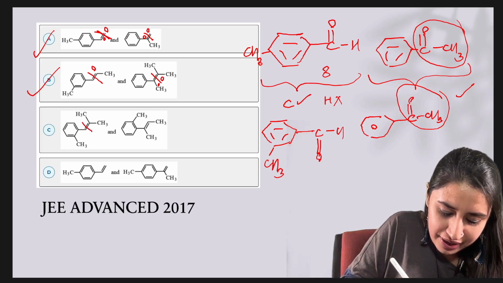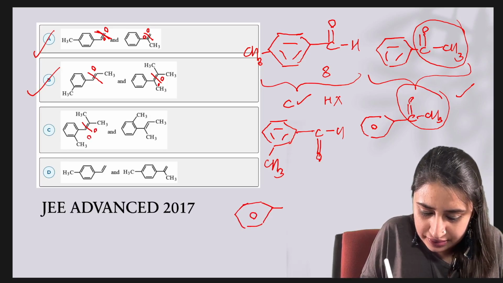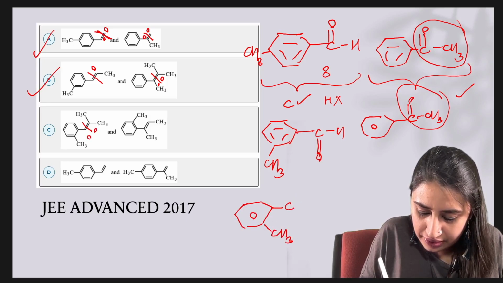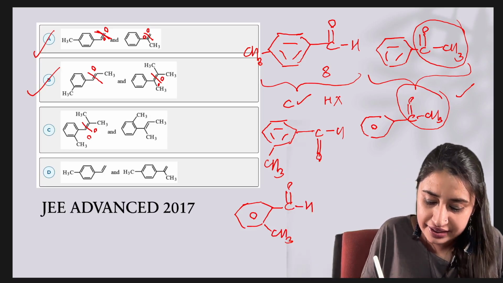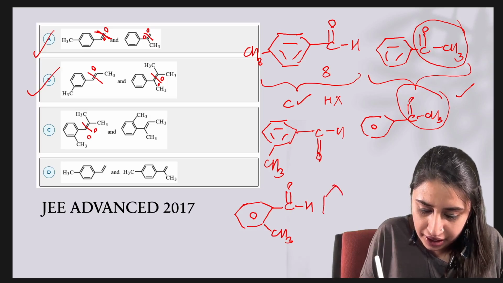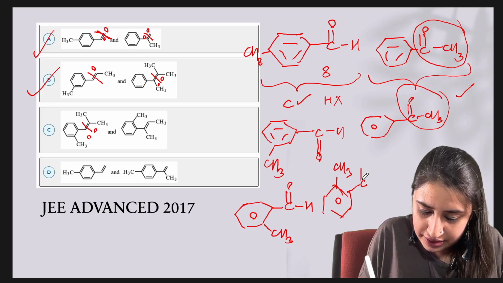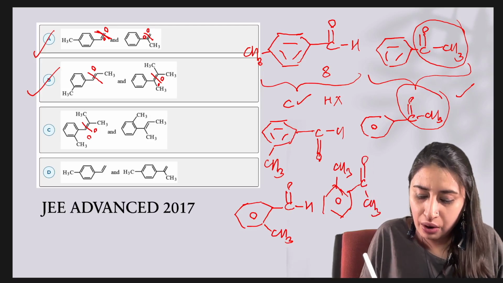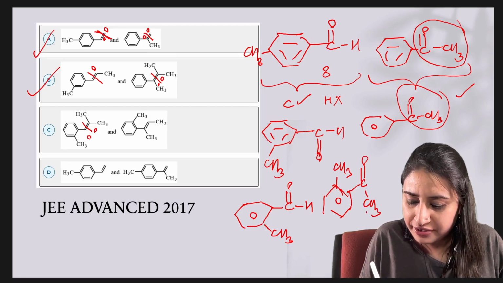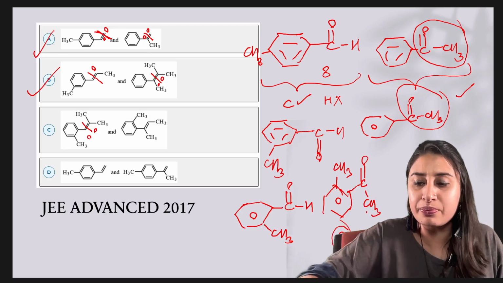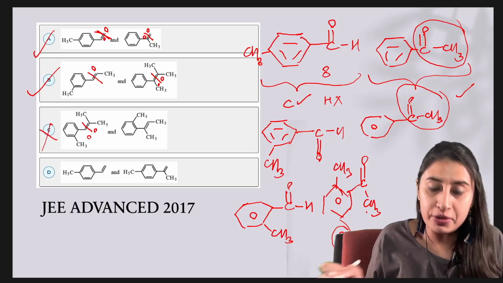Next one. Here also the first molecule does not have alpha hydrogen, so it will give the test for Cannizzaro as required. But in the other one, there is a CH3, then CO and CH3. If you count, the carbons are increasing: 1, 2, 3, 4, 5, 6, 7, 8, 9 carbons. But do not forget we want C8H8O. So C cannot be your answer.